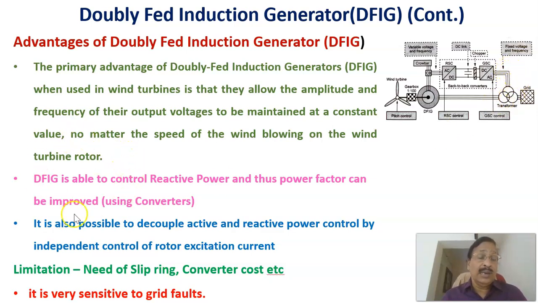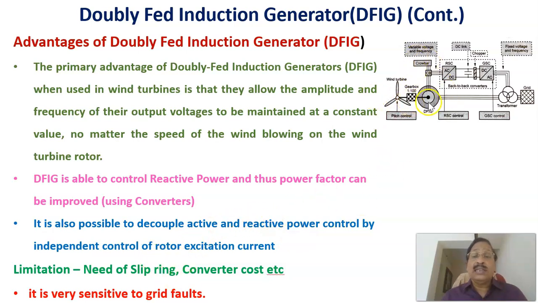That's the advantage. And DFIG is able to control the reactive power, and thus the power factor can be improved by using these converters, the rotor side converter RSC and the grid side converter GSC. The power factor can be improved, and it is also possible to decouple the active and reactive power control by independent control of rotor excitation. By independently controlling the rotor excitation, we can have active and reactive power control.